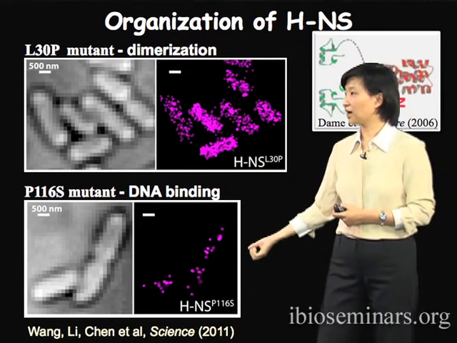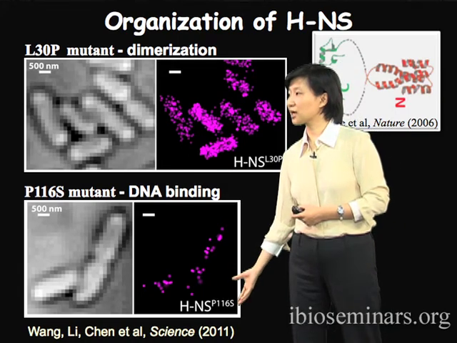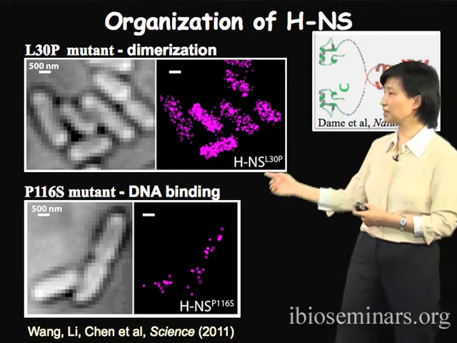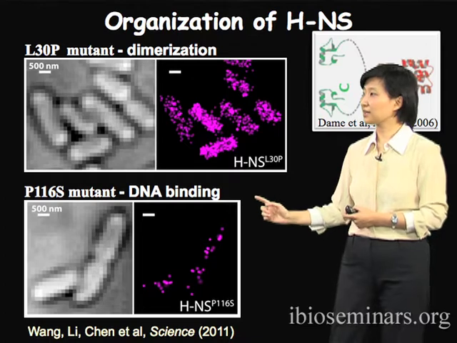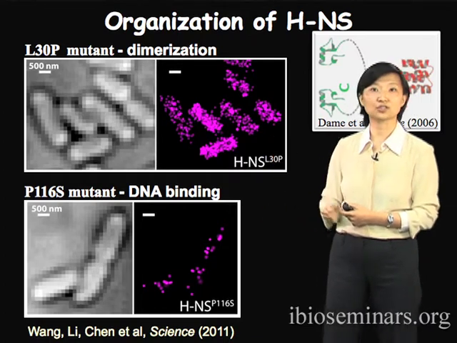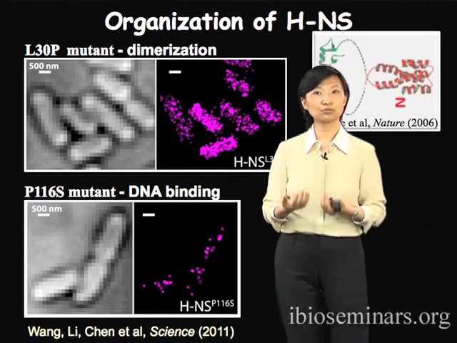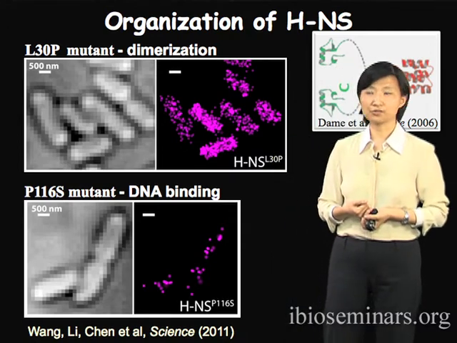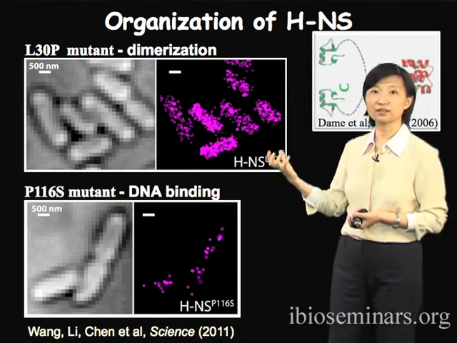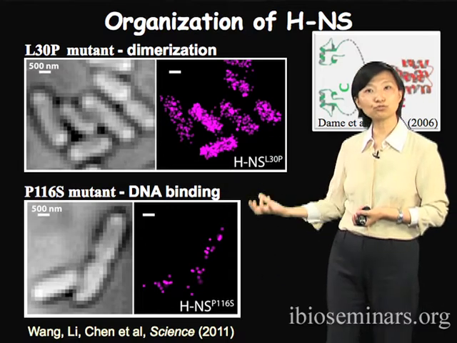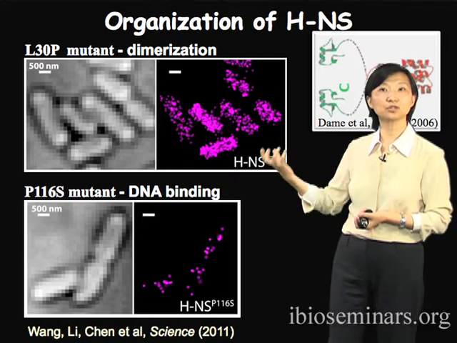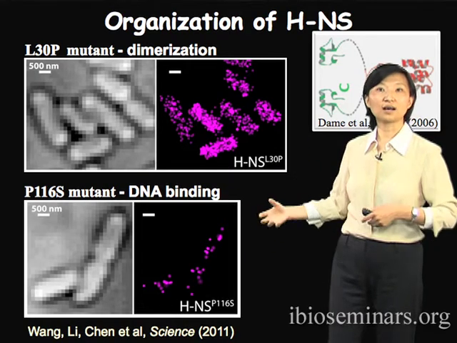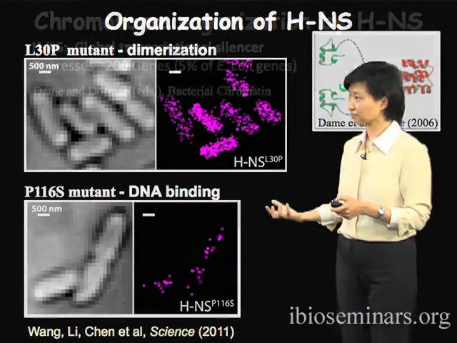And when we use a previously established mutation that disrupts DNA binding, we found much fewer localizations, telling us that the localizations we see are indeed due to DNA-bound molecules. So this tells us that the cluster formation is due to the self-interaction between the N-terminal domains of the molecules that are bound to DNA.